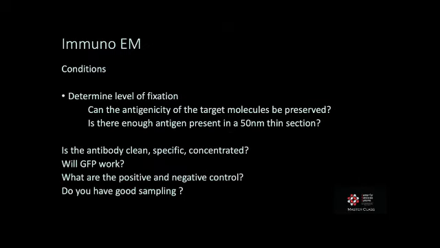So the conditions that have to be met: you need to determine the level of fixation. Can the antigenicity of your target molecule be preserved by fixation? Is there enough antigen present in a 50 nanometer thin section? What looks like heavy label in a whole cell may actually not be enough in a 50 nanometer thin section. If you're making antibodies or buying them, are they clean, specific, and concentrated enough? These are conditions that have to be tested.